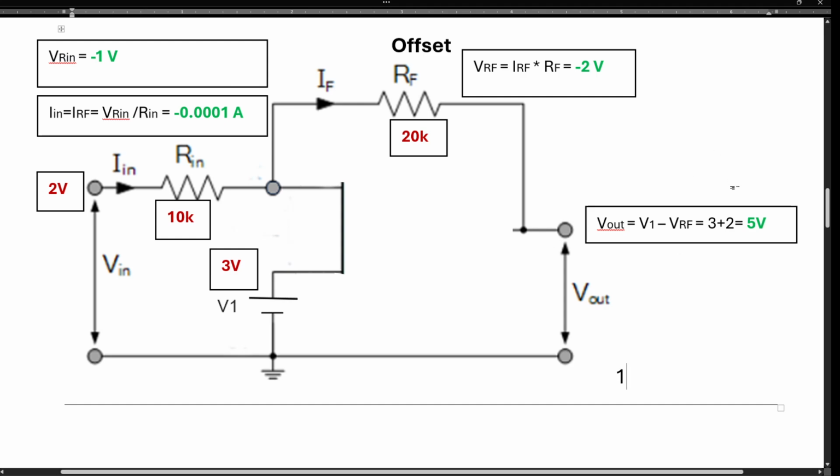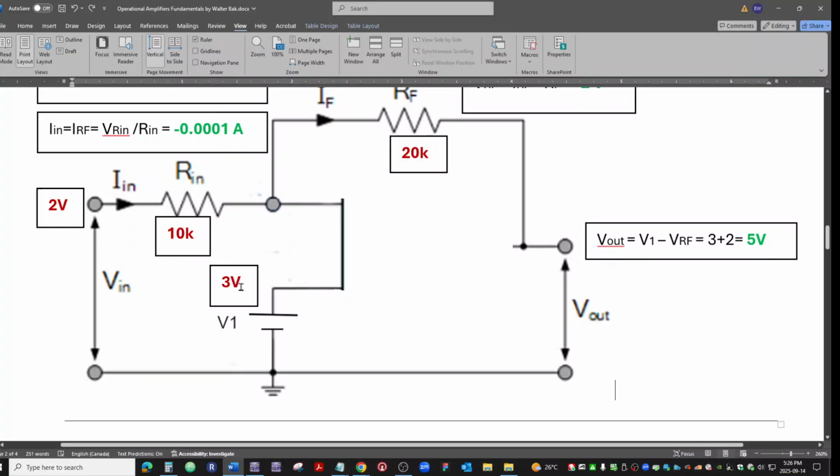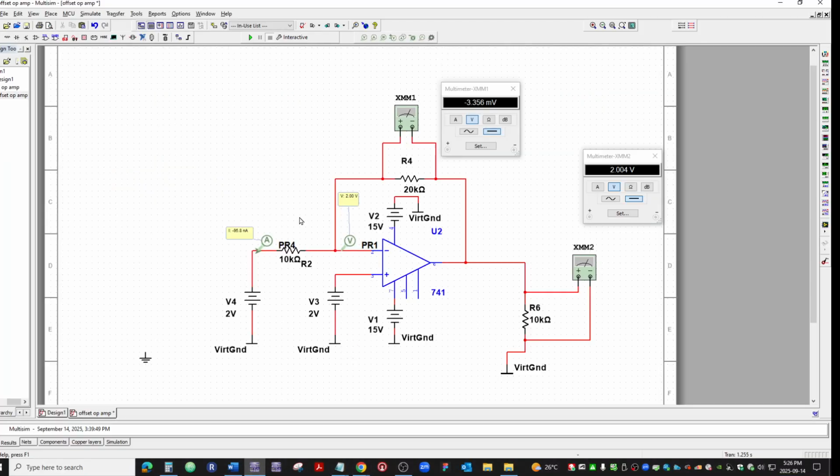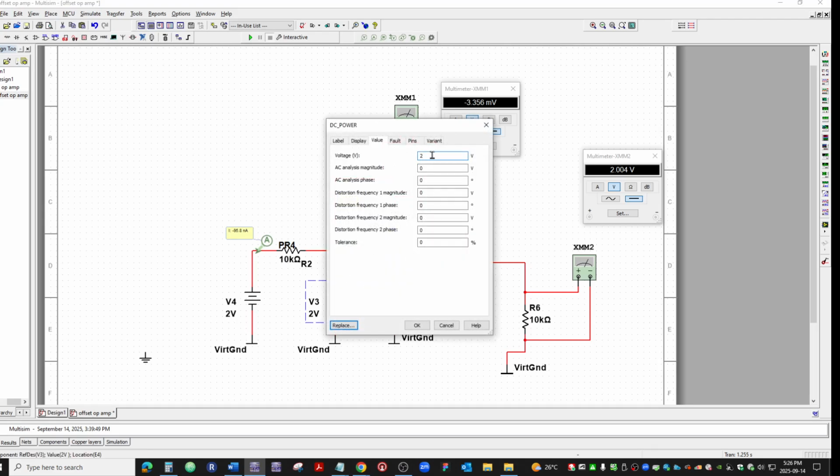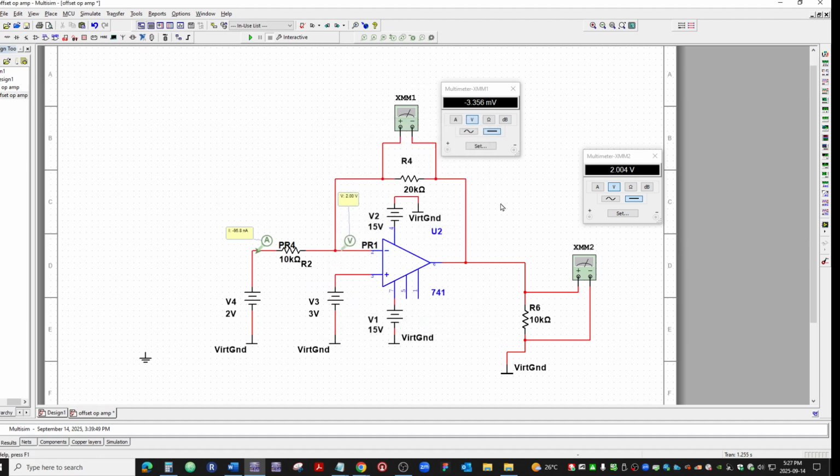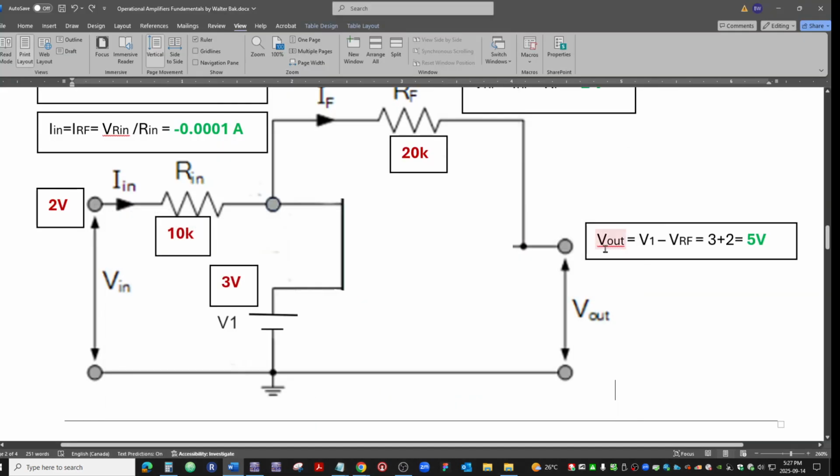What am I doing here? Let's get the Multisim. We changed it to 3 volts here, right? We changed that to 3 volts. Okay. Hopefully I didn't make a mistake. Fingers crossed. Whoa, 5 volts. Okay, cool. See? All right. So this is how we analyze using those 2 rules, or the 3 rules, this type of circuits.